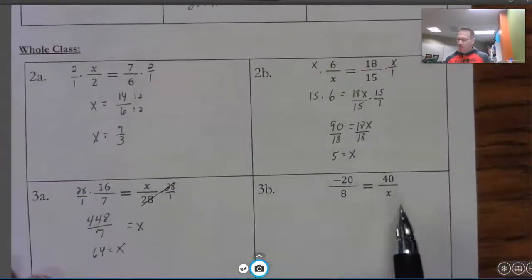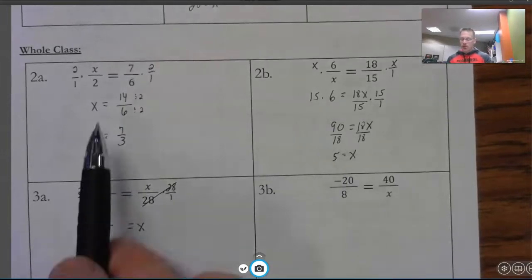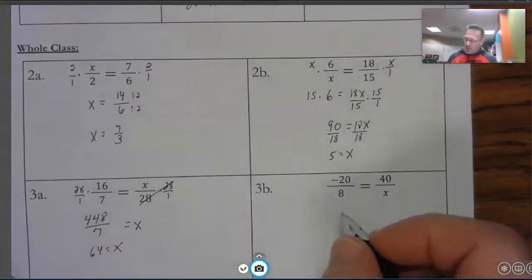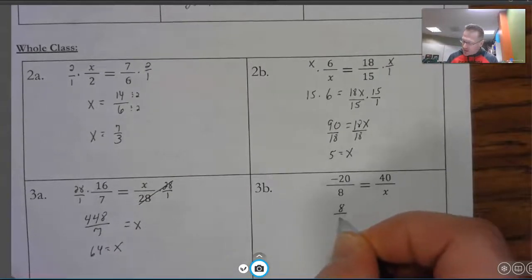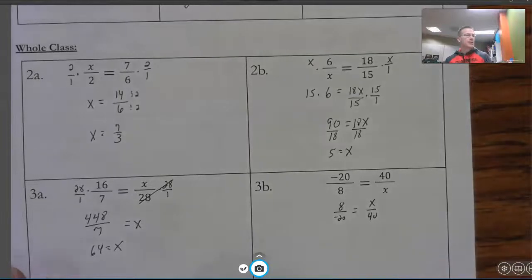Notice here, my variable's in the denominator. So I think the easiest thing to do is let's make it look like one of these two problems. So let's just flip the proportion. So I'm going to make this 8 over negative 20 equals x over 40.